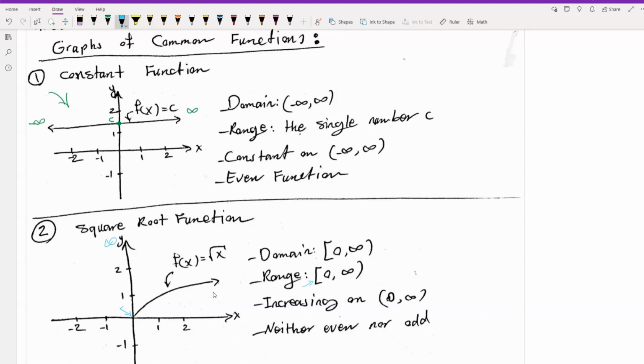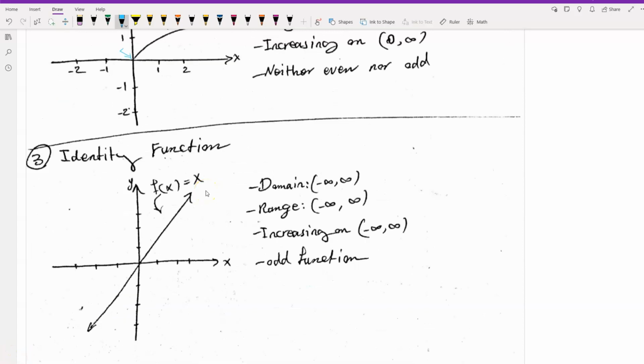And this graph is increasing on 0, positive infinity, and this one is not even and it's not odd, so neither even nor odd. Number 3, we have the identity function. So what we have is f of x equal to x, and here is the graph that we have for this part based on this graph.